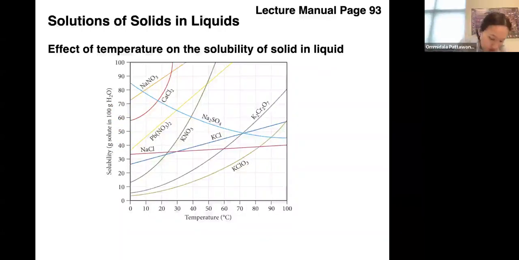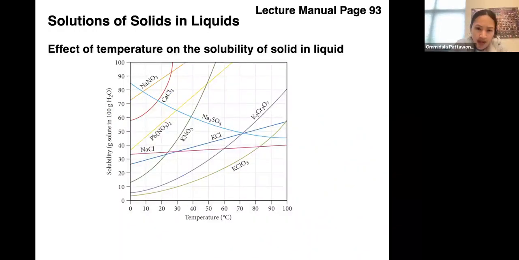Let's take a look at sodium chloride, for example. At 10 degrees Celsius, the amount of sodium chloride that can dissolve in 100 grams of water would be about 32 grams. So 32 grams of sodium chloride can dissolve in 100 grams of water at 10 degrees Celsius to achieve that equilibrium point. Or another one would be lead nitrate. At 40 degrees, it is able to dissolve about 75 grams of lead nitrate in 100 grams of water. So that's what this graph means.